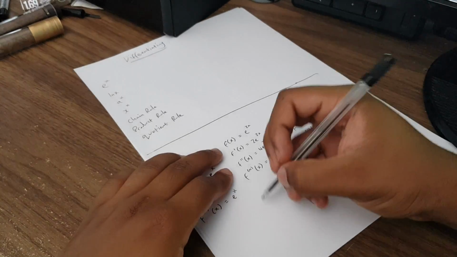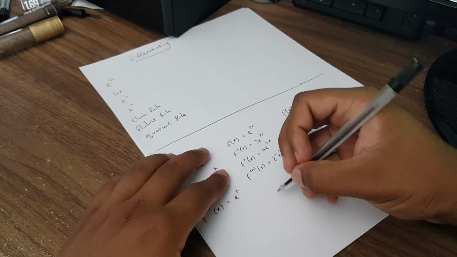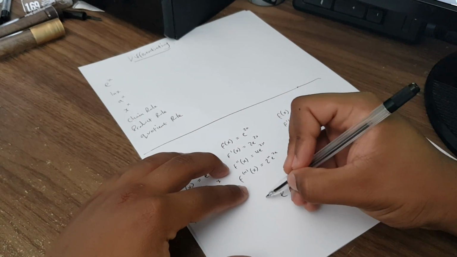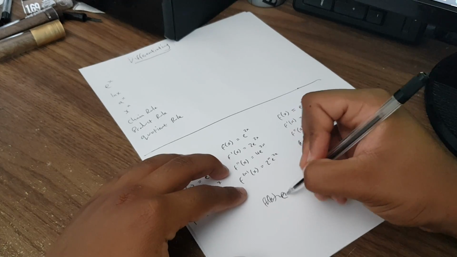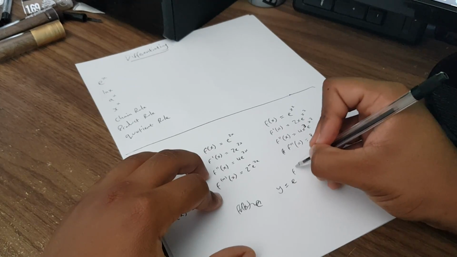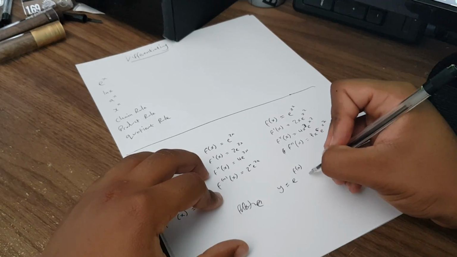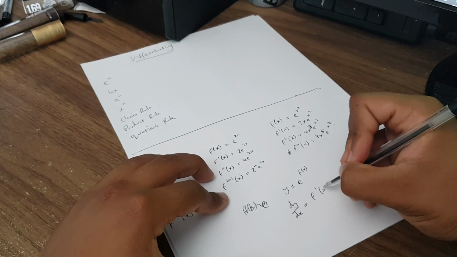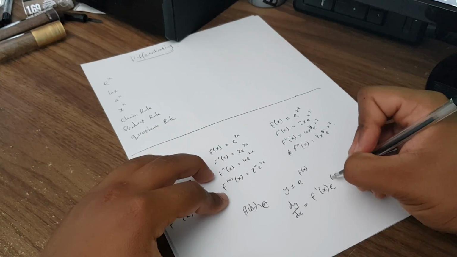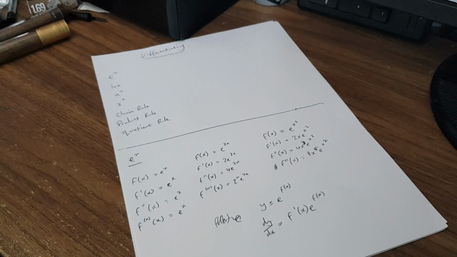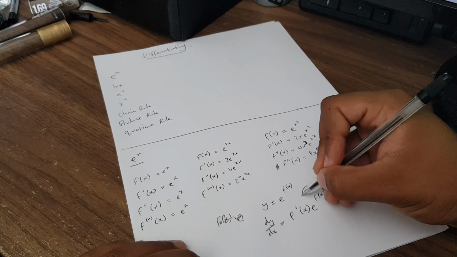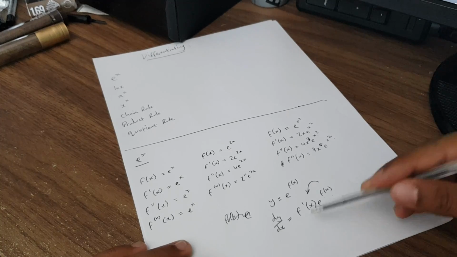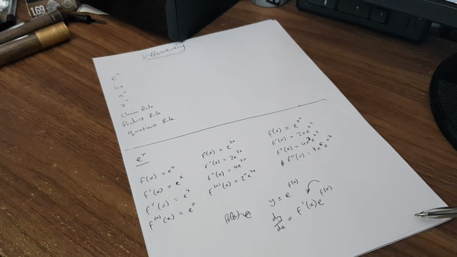What we get, our rule for differentiating e to the function of x, is that y is equal to e to the power of a function, so dy by dx is equal to the derivative of that function times e to the power of that function. And then it keeps continuing. So we always differentiate the power, and then we put it in front, and then times it with whatever we need to. That's it. That's e to the x.